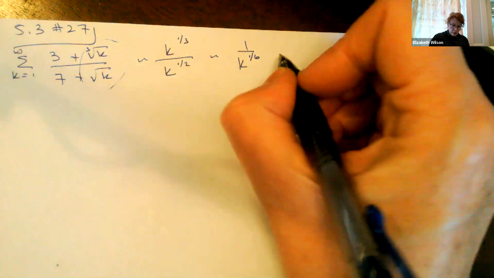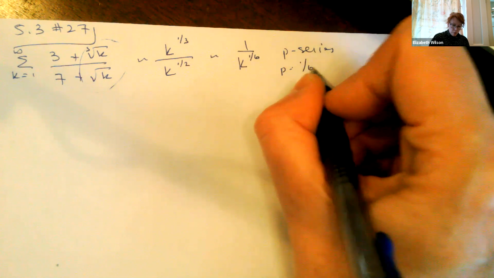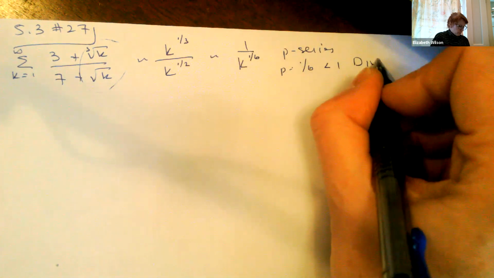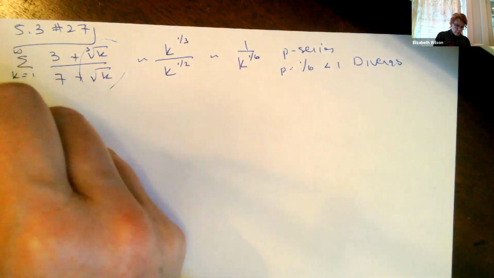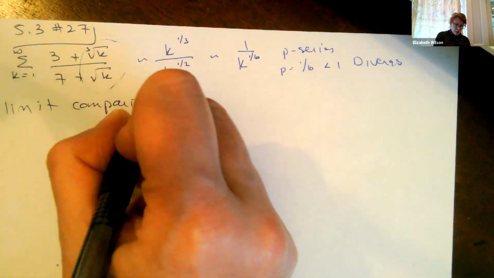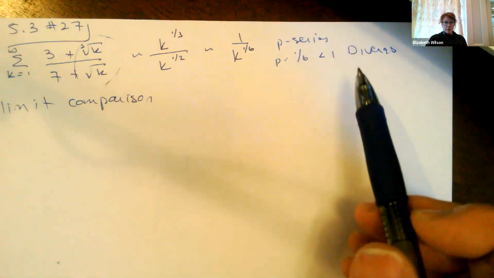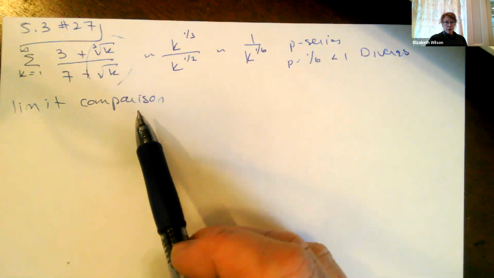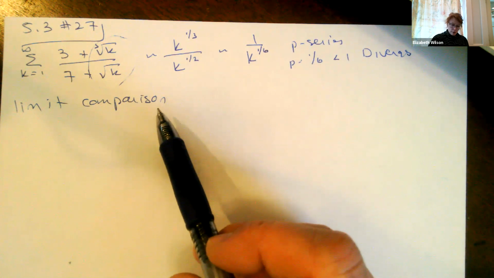Which is a P series. P is equal to 1/6, which is less than 1, so this diverges. Okay, it's a divergent P series. So now I'm going to do a limit comparison to see if this one is going to diverge, because I'm going to compare it to a divergent P series. If I get a positive finite number, this is also going to diverge. If this is inconclusive, I may have to do the direct comparison test.